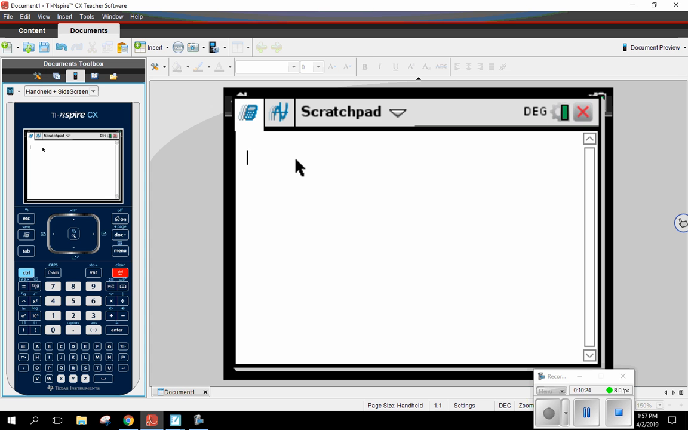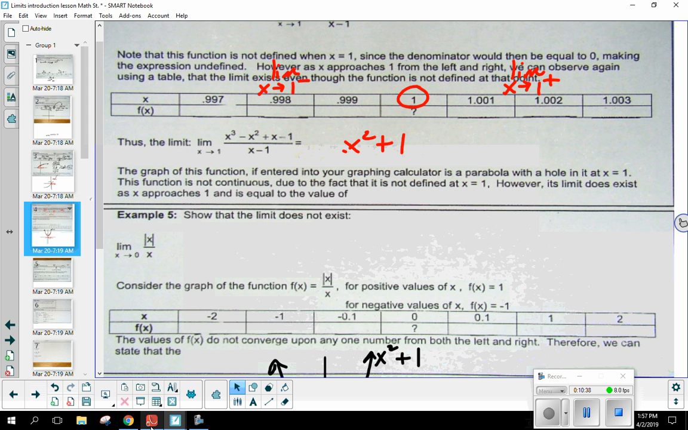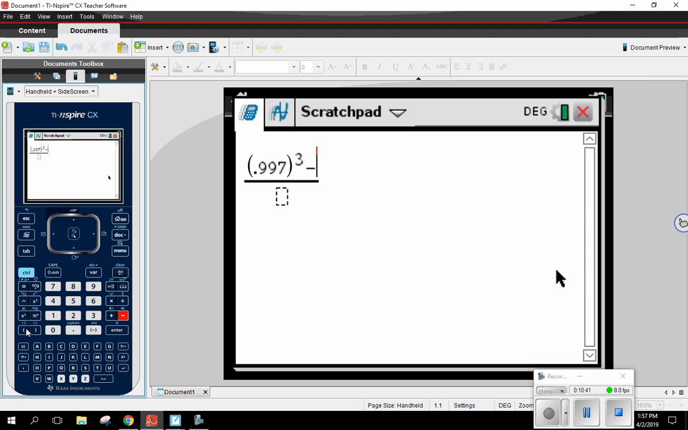Let me do this on the calculator or the keyboard. It's going to go a lot faster. Okay, so control divide, parentheses 0.997. Now that's cubed. Then it was minus squared. Is that right? Minus x squared. So minus parentheses 0.997 squared. Then we're going to have plus 0.997. And then was it plus or minus 1? Minus 1. And then minus 1 over 0.997 minus 1.